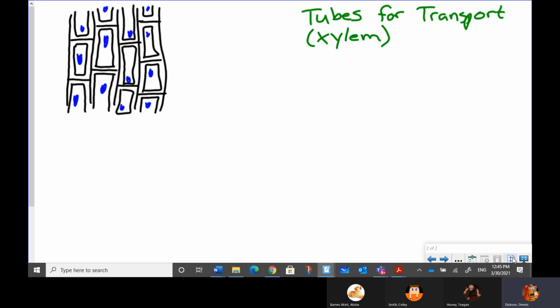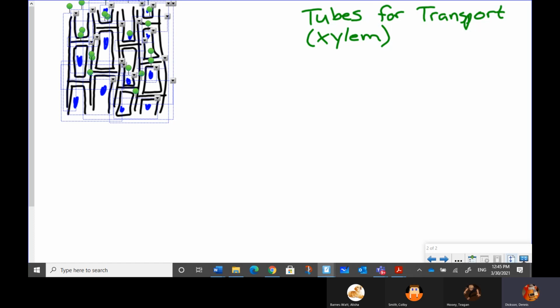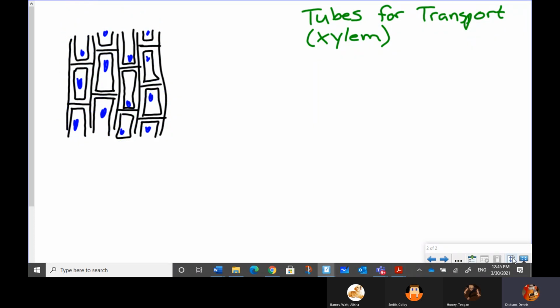Xylem. Okay, so here's what's going to happen. Inside of our plant, we've got all these cells. Do you remember last week when we talked about what happens when the cell wall gets too thick? The cell inside actually dies, because water and nutrients can't get past the cell wall. Okay. So that's what happens.